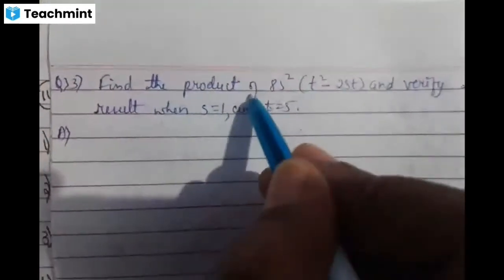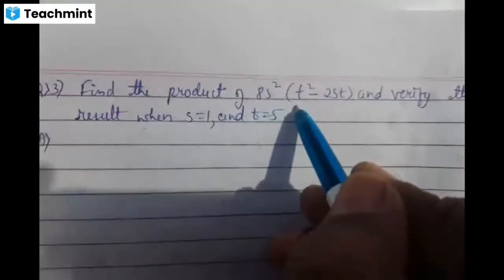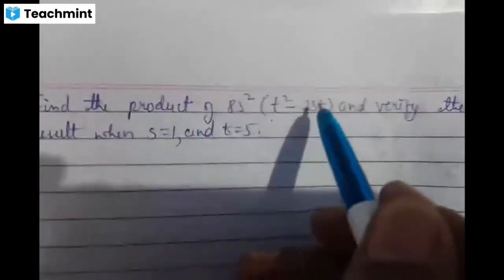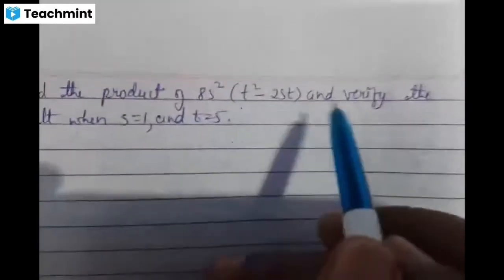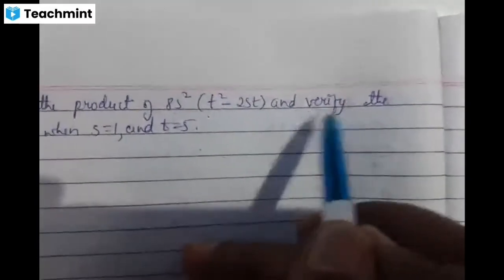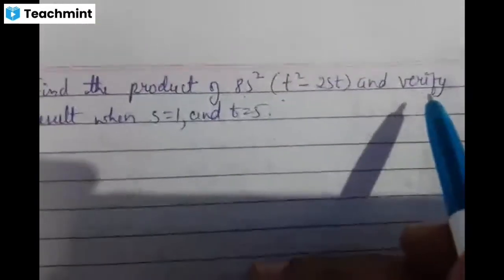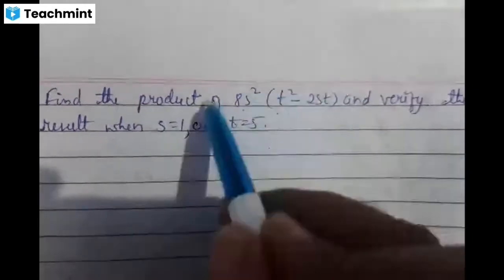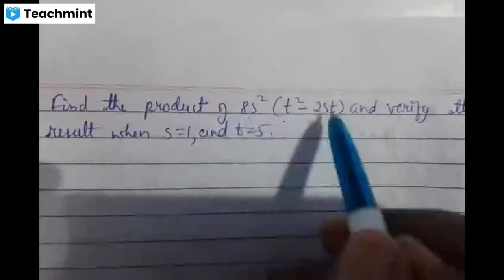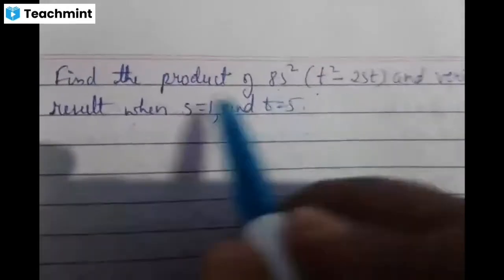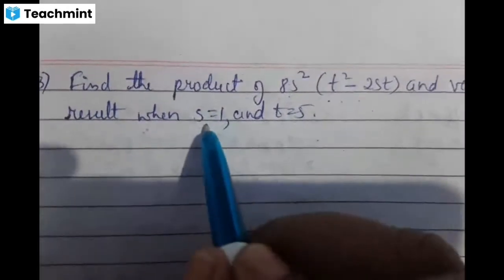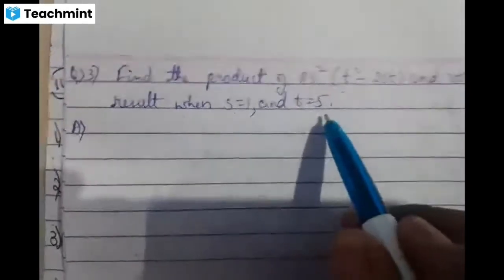Next is question number 3, children. Find the product of 8s square into t square minus 2st. Here, this is a monomial with a binomial, and in this question, we have to verify. So, verification means we have to consider the given question as LHS. The answer we get after multiplying these two is RHS. We have to verify whether LHS is equal to RHS by using the values s is equal to 1 and t is equal to 5.